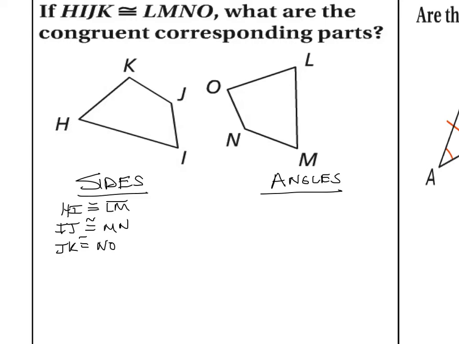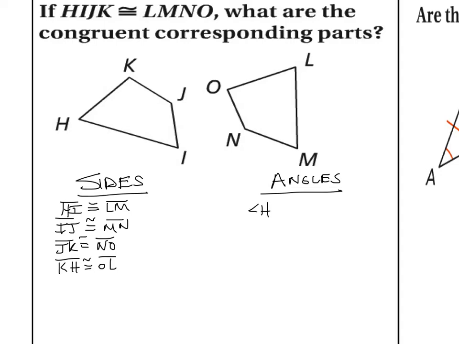And then the last one, if I go KH, has to be congruent to OL. Those are the sides that must be congruent to each other in order for them to be congruent. Now let's take a look at the angles.